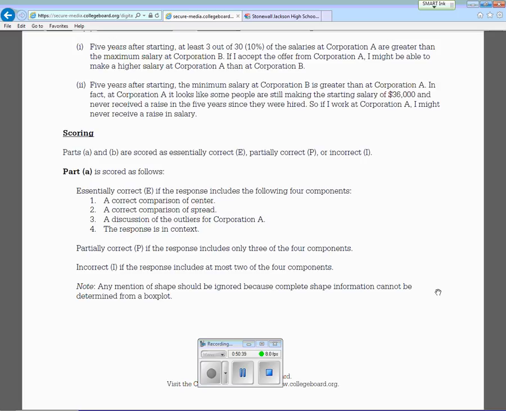Pay would be fine. That is a context word. Okay? Pay and salary, I believe, are the same type of thing. I would give you that. But context, I will tell you, AP is always looking for answers in context.